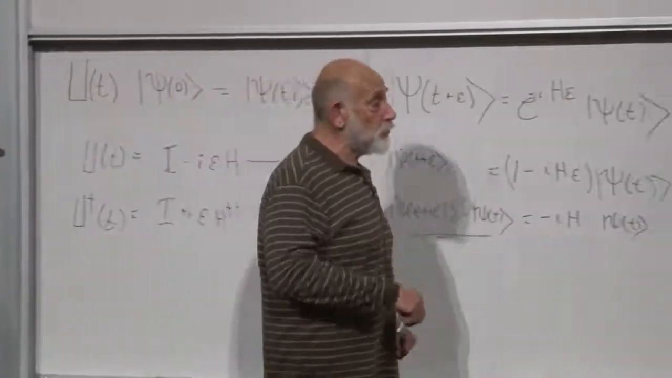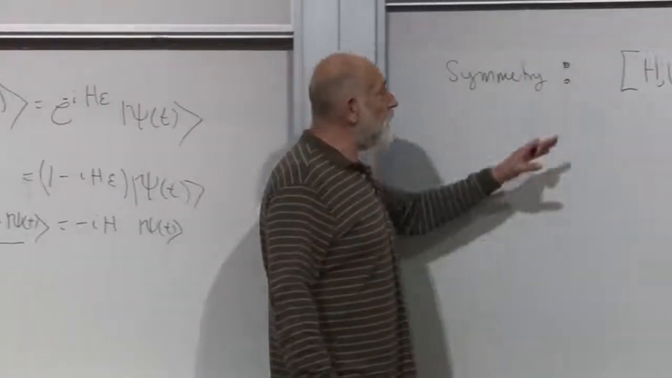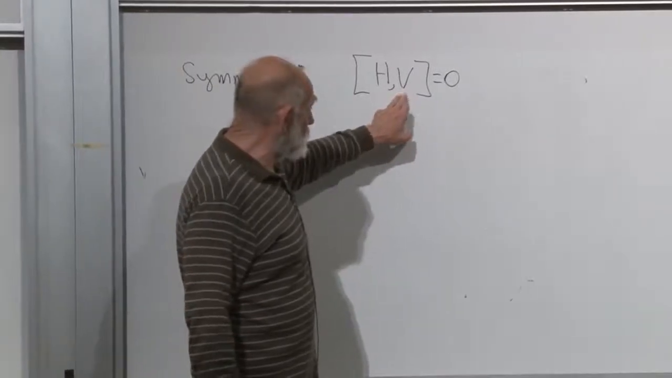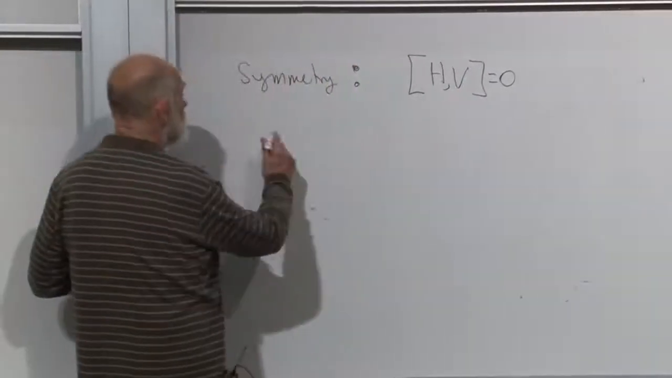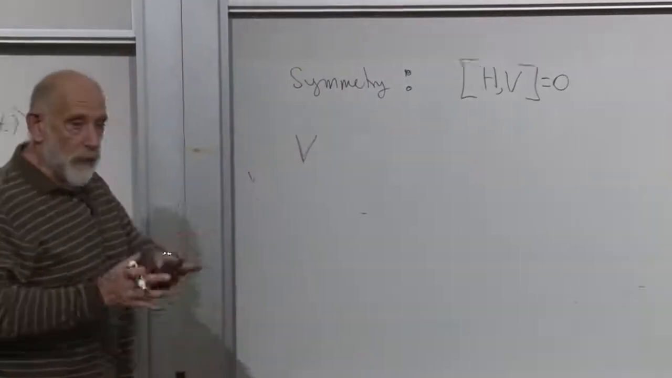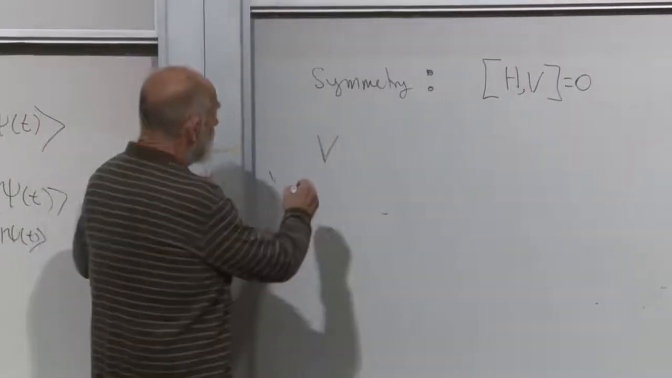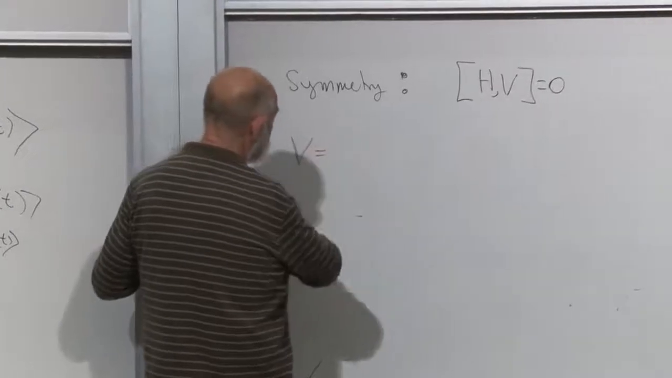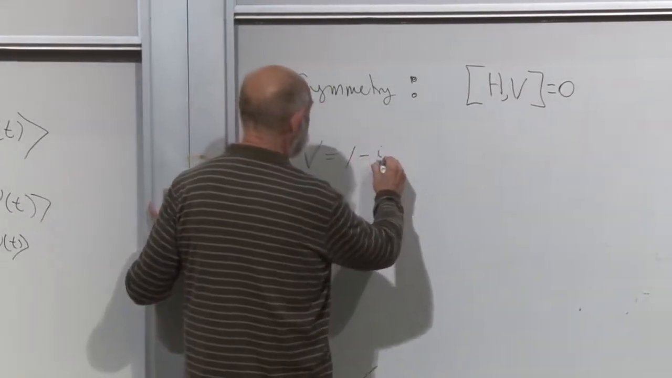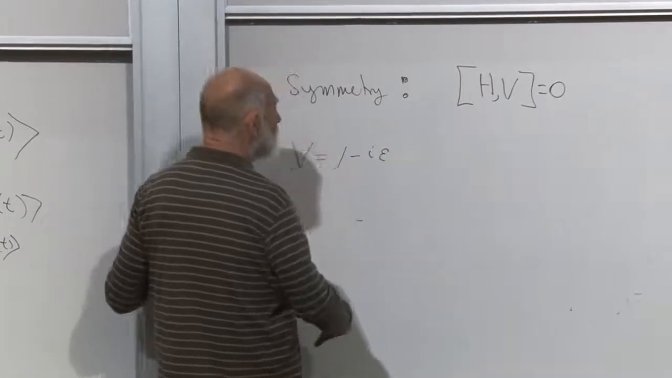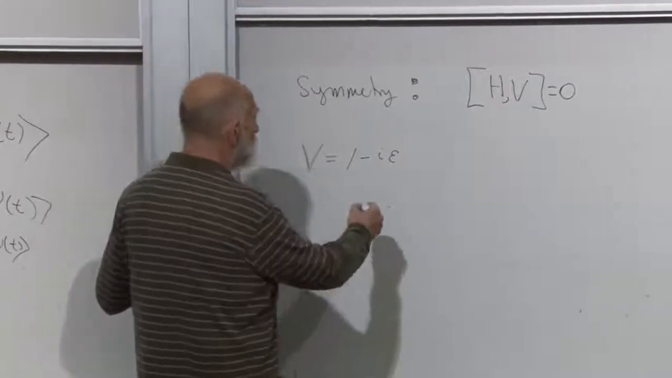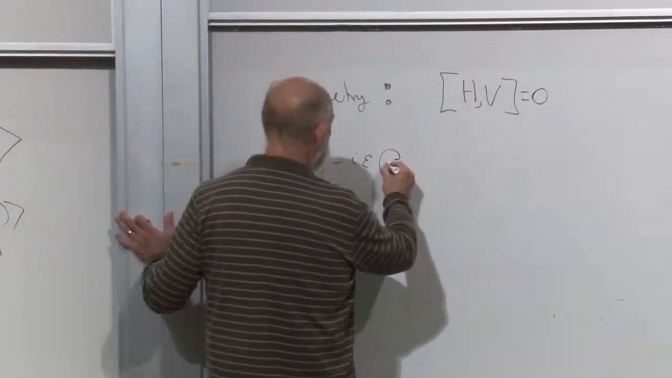Exactly the same is true of every continuous symmetry. Every continuous symmetry can be thought of as being built up by little infinitesimal ones, which have the form 1 minus i epsilon, not times a Hamiltonian, but some Hermitian operator. Let's call it G.